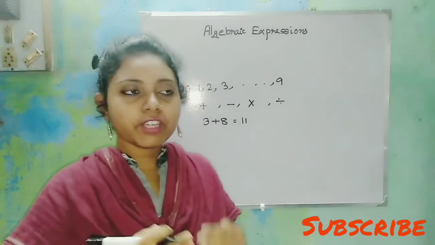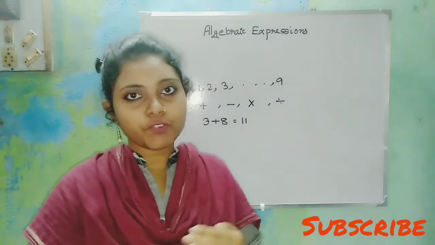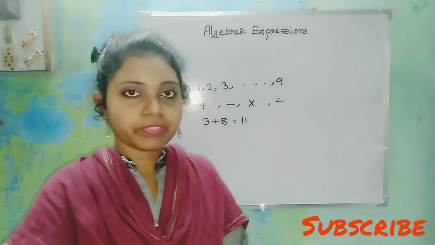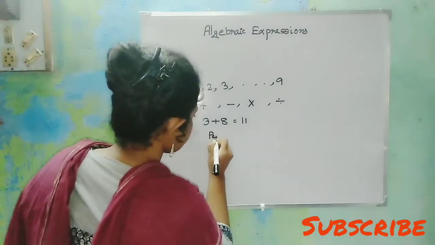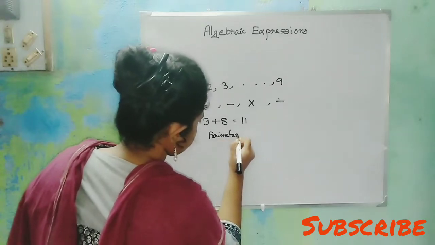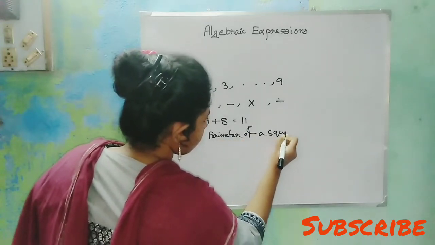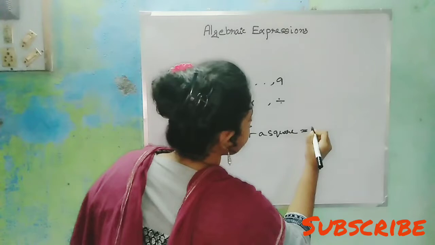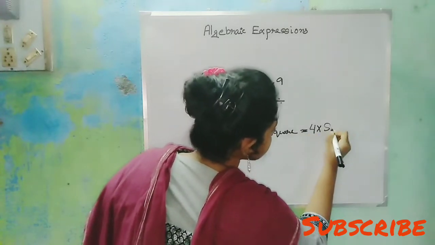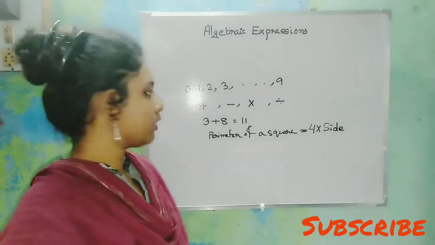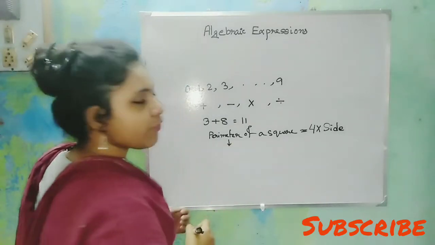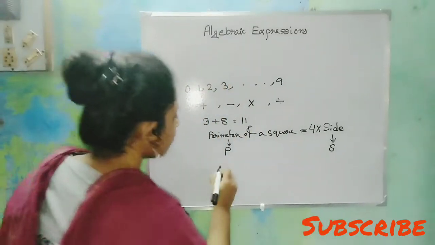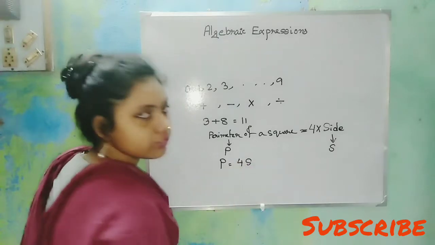So, if we have to find the perimeter of a square, what is the formula for the perimeter of a square? The formula for the perimeter of a square is 4 into side. See, we represent the perimeter of a square as P and the side as S. So, P equal to 4 into S.